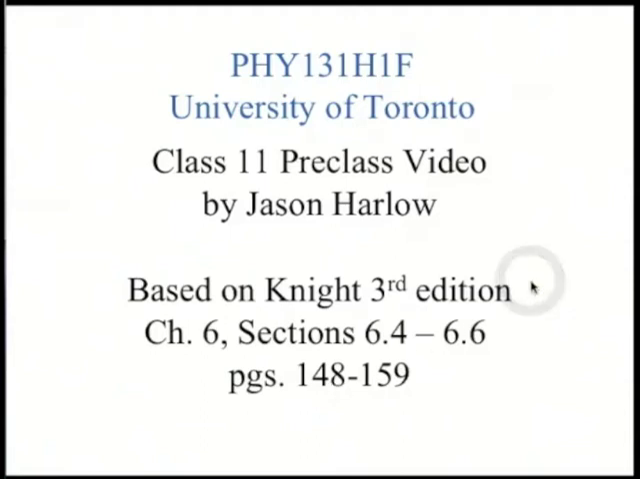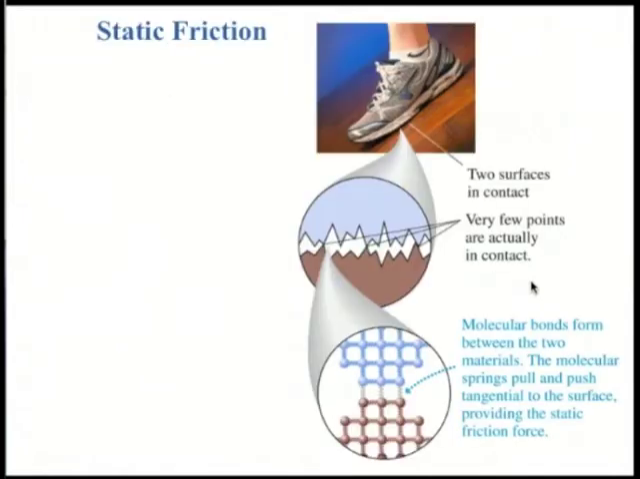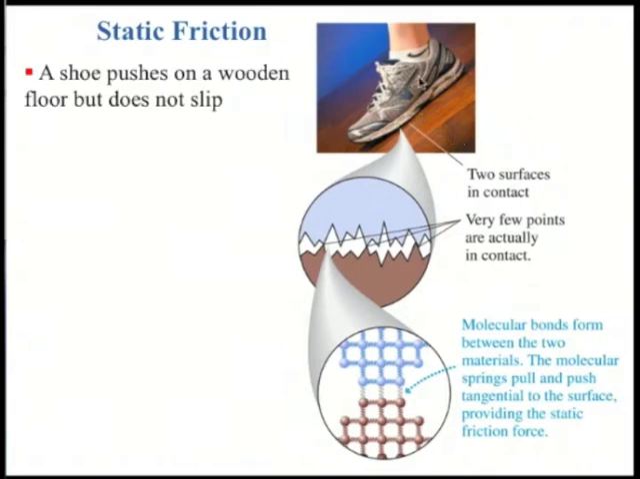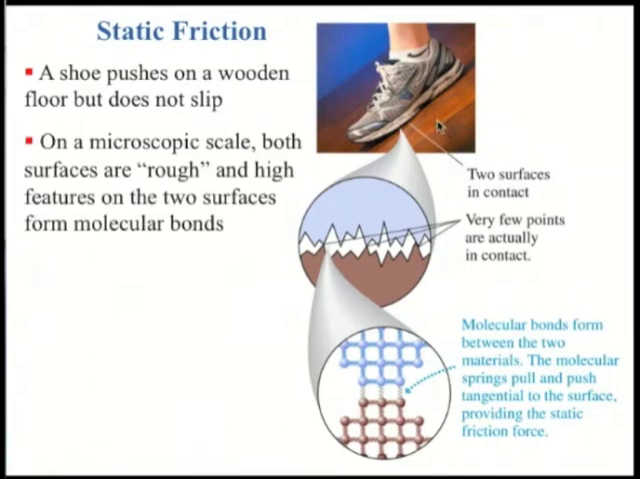Okay, continuing with Chapter 6, Section 6.4 on friction. So here's a picture of a shoe which is pushing on a wooden floor, but the shoe is not slipping. On a microscopic scale, if you were to somehow zoom in, here would be the shoe and here would be the floor. Even if they look smooth, they're actually rough.